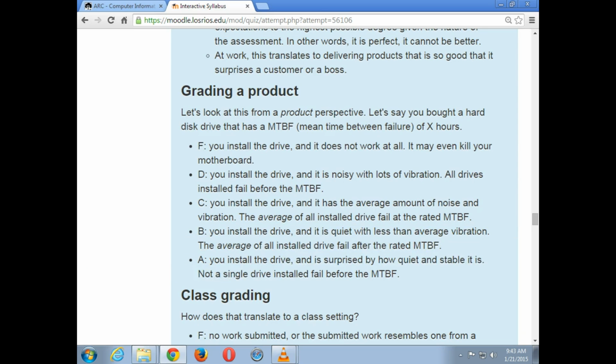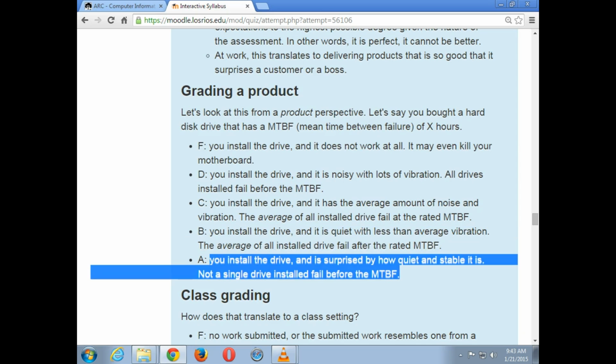And A means you install the drive and you are just surprised by how quiet the drive is. You double check the power connection and say, is it really powered up? So that's quality. And when you look at how much time it takes for a drive to fail, each and every single drive that you install passes that mark of MTBF. That is above expectation. That's basically a drive that deserves a grade of A. So are there any questions about what A, B, C, D, F mean in the class?